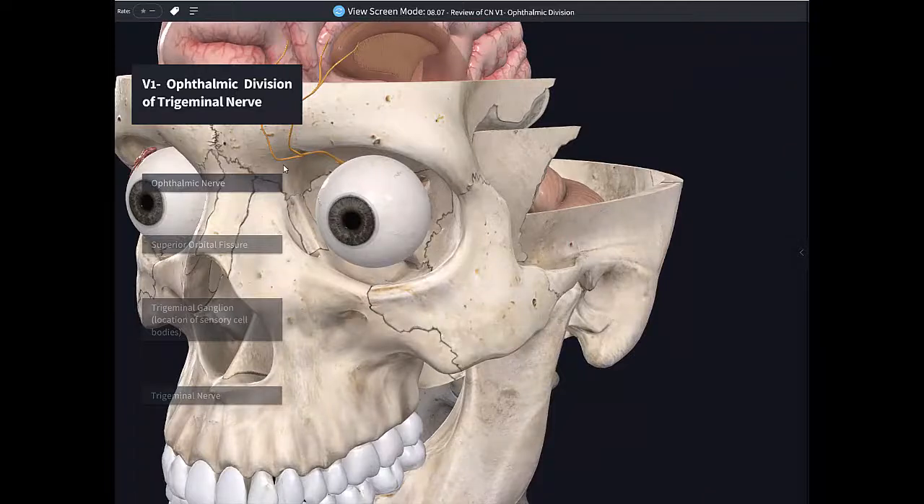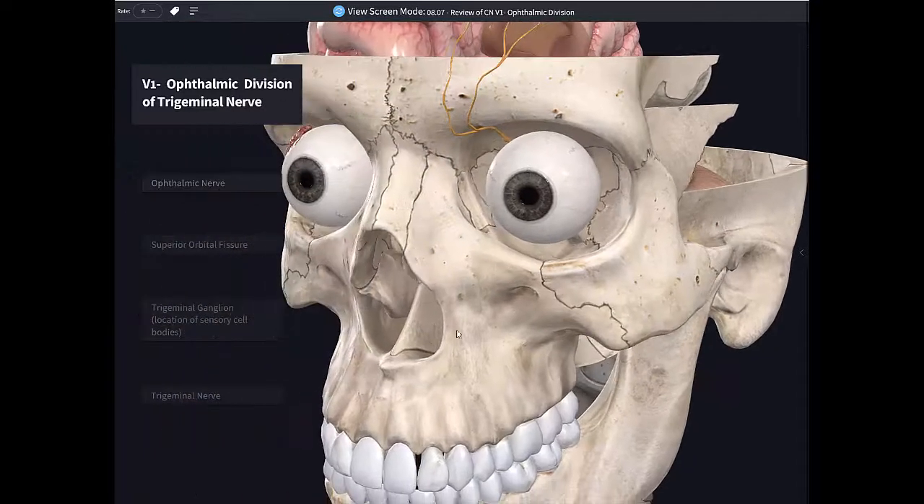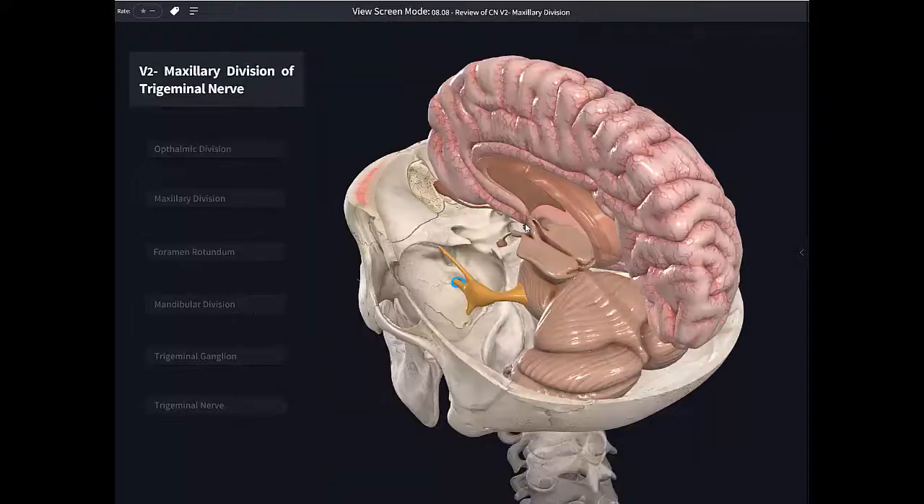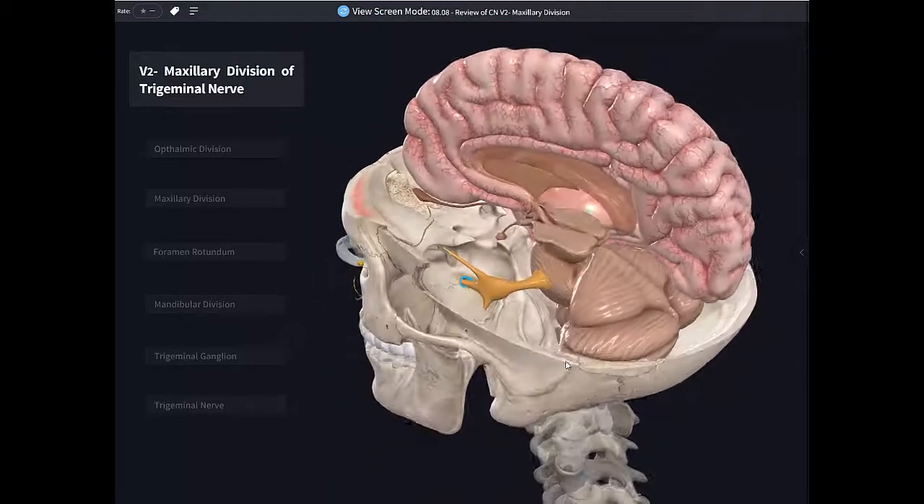It supplies quite some important things, like, for instance, your cornea, your upper conjunctiva, the mucosa of the anterior superior nasal cavity, so inside the nose here. The sinuses, well, at least the frontal and ethmoidal sinuses, part of the dura, and the skin of the back of the nose, which I showed you a little bit earlier on.